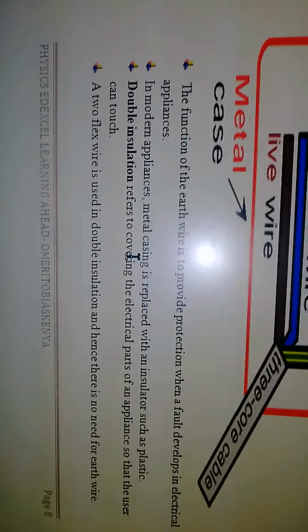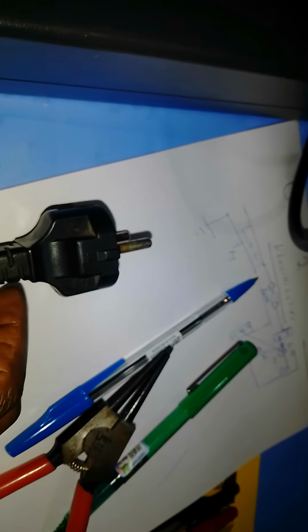Is it possible to note where there's a double insulation? Now look at this thing here. It is double insulated, so there's no need for an earth wire. This is what we are calling double insulation. Double insulation, very, very, very important.